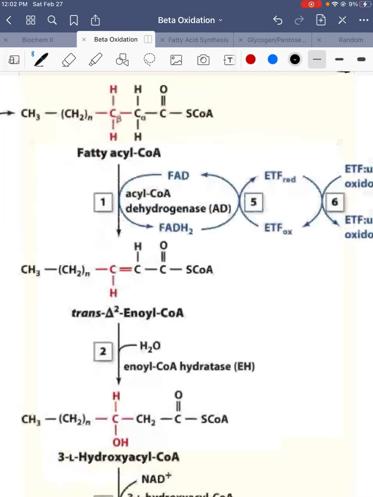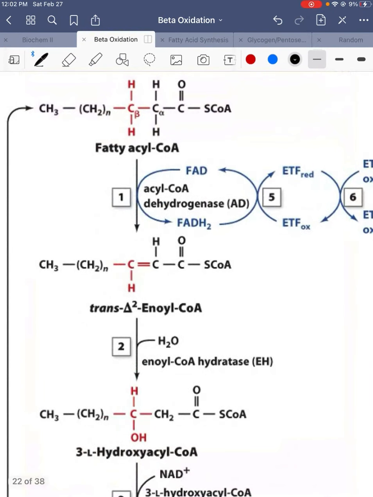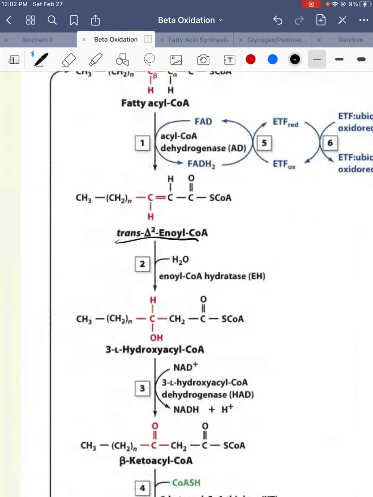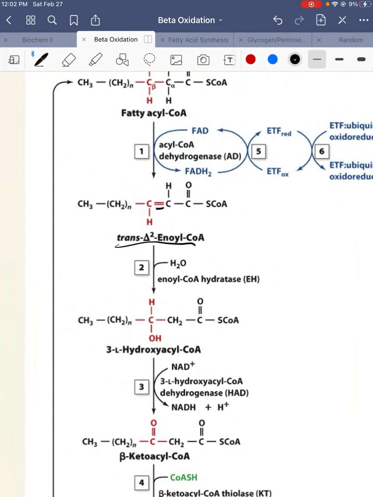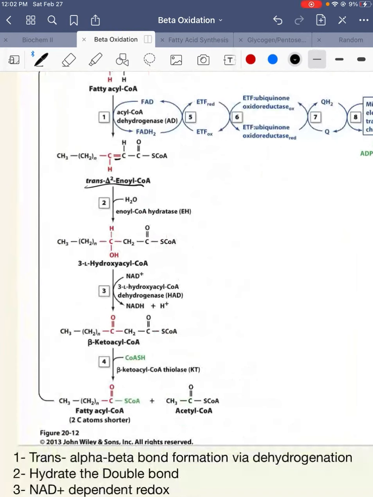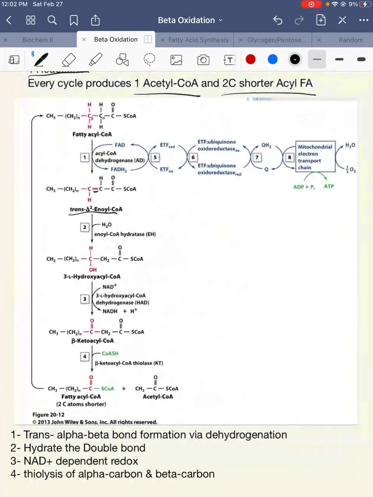So this is the fatty acyl-CoA. We run through acyl-CoA dehydrogenase first. We make trans-enol-CoA. Basically, we make this double bond, and then that double bond gets hydrated, so we have a hydroxyl group over here, and then we run a redox reaction to oxidize the OH back to a ketone. Okay, and then we have a thiolase that comes in, and then we cleave our acetyl-CoA molecule.